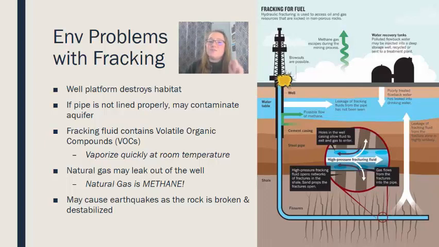Also, fracking fluid contains volatile organic compounds, which basically means that it's a compound that vaporizes or turns into gas at room temperature. And oftentimes these VOCs lead to some pretty serious health consequences. Now, not all of them, but some of them can make you really, really sick. Natural gas can also leak out of the well or leak up from those fractures into the groundwater. And this has led people who live near some of these fracking operations to have some pretty serious issues with their drinking water.